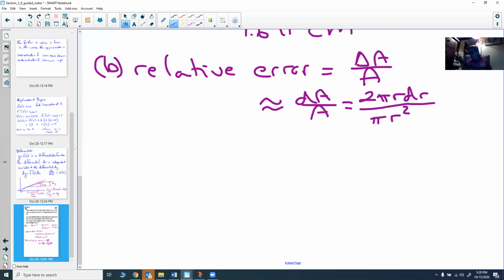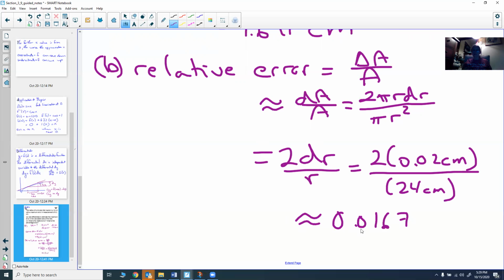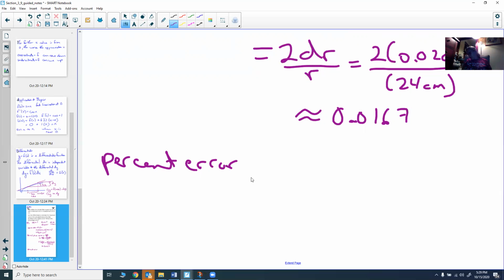So first off, you're going to notice the pi's cancel. So we get 2, one of the r's cancels, so you get 2 dr over r. So that's going to be 2 times 0.02 centimeters, that's delta r, over r was 24 centimeters. And we can find out what that is approximately if you want to. So approximately that would be 0.0167. So that's how you find relative error. If you want to have the percent error, the percent error is just the percentage of that. So it's going to be approximately equal to 1.67%. And that's how we can deal with differentials.